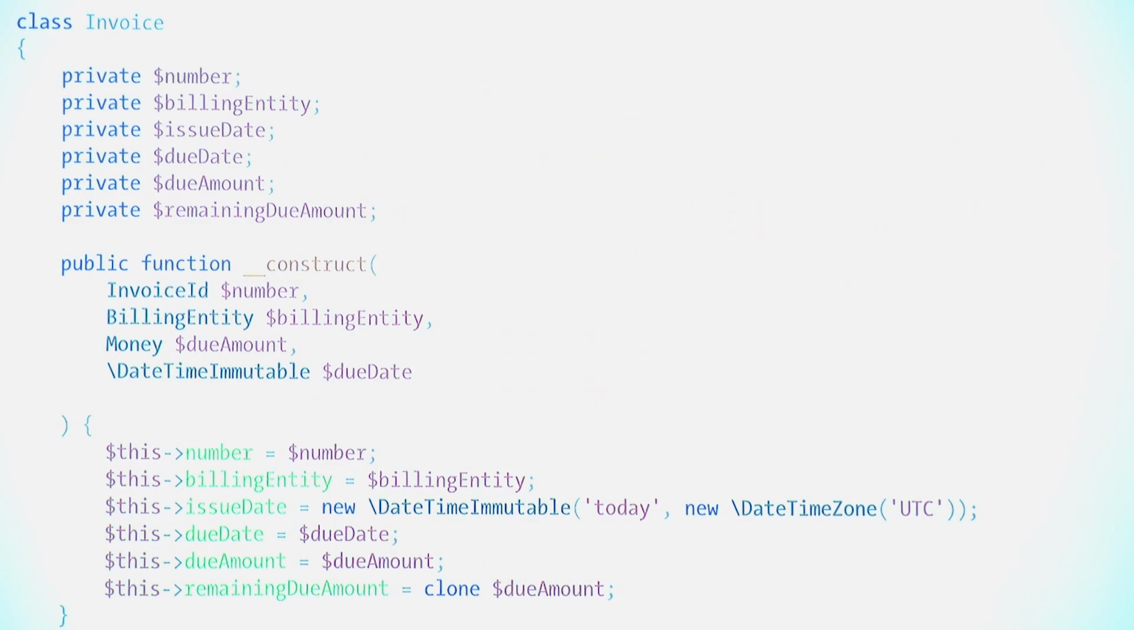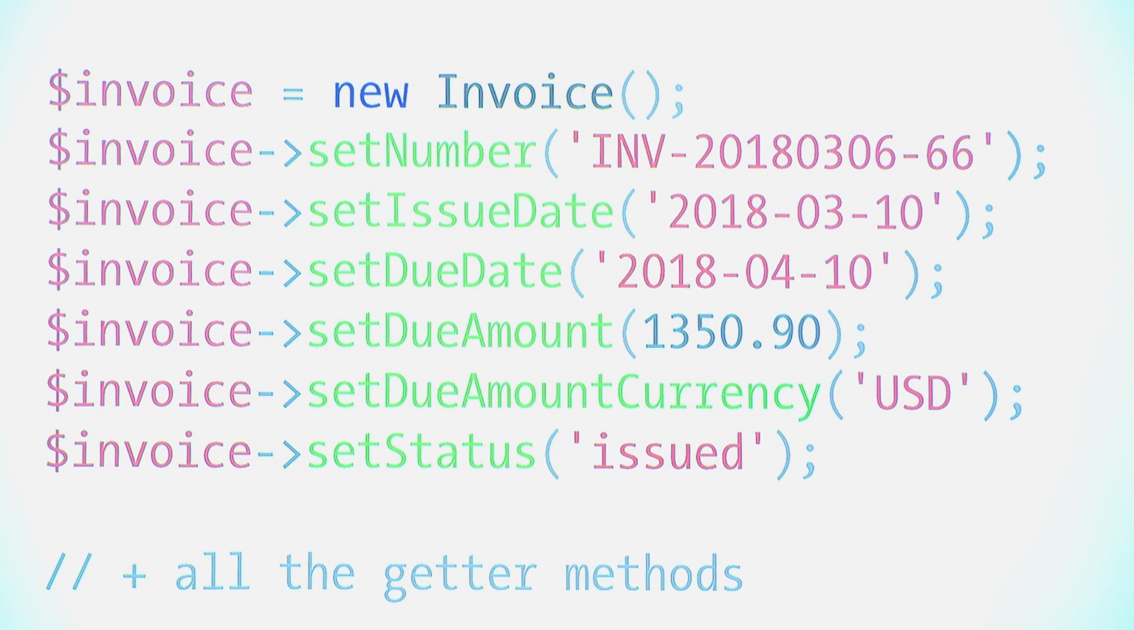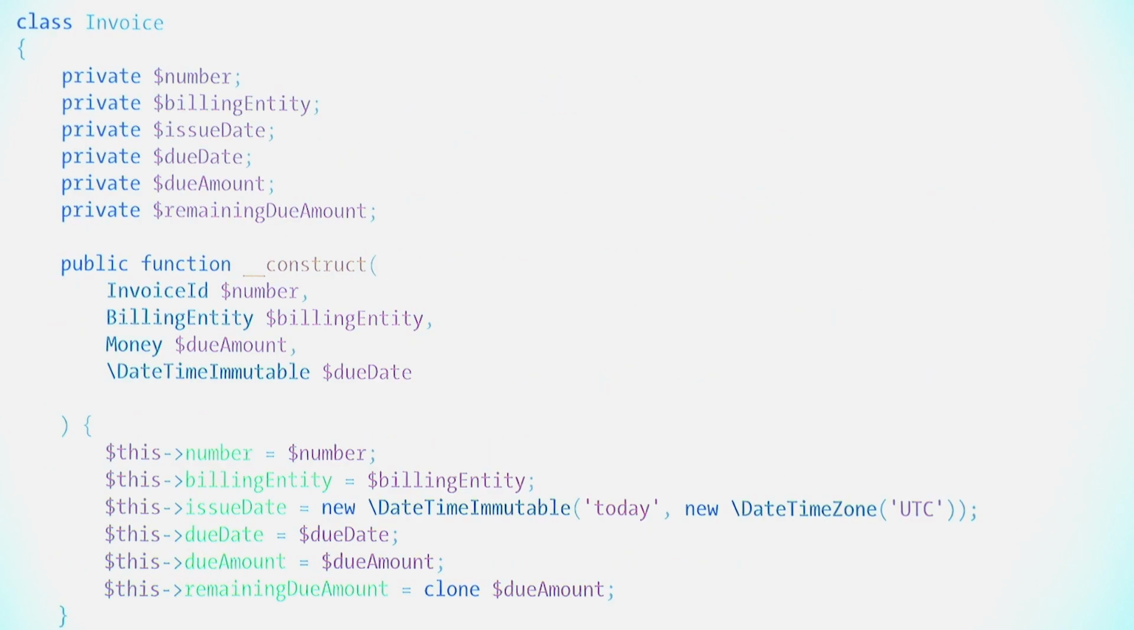So in this case, my entity will receive dependencies. I will force the construct method to receive the minimum required attributes to make this invoice valid. At least I must have an invoice ID. As you can see, I converted my invoice ID to an object. That's the primitive type concept. It's just a value object.